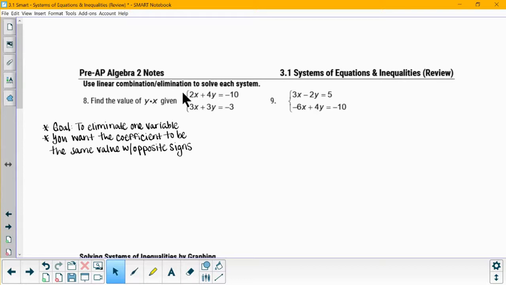So let's deal with our first equation first. I multiplied the first equation by 3 for every single term, which gave me 6x plus 12y equals negative 30.